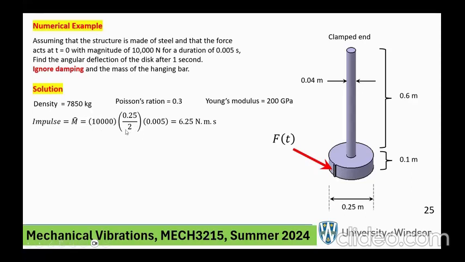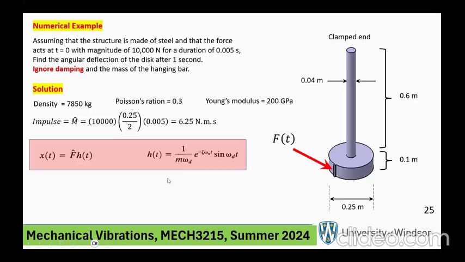So this is the moment arm, basically, 10,000 newton times the moment arm times the duration, and this is going to give you the impulse due to this moment, and the unit, of course, is Newton meter second. This meter is because we're taking moment. Okay. Now the rest is history, because if this was F hat, that was the solution.